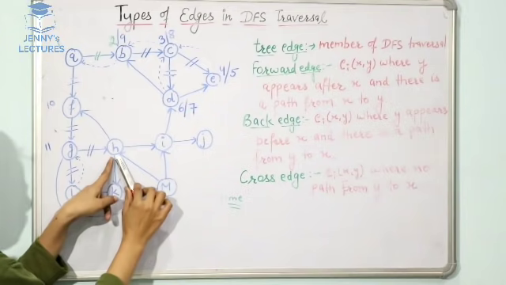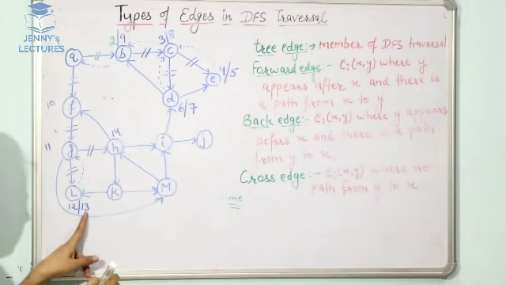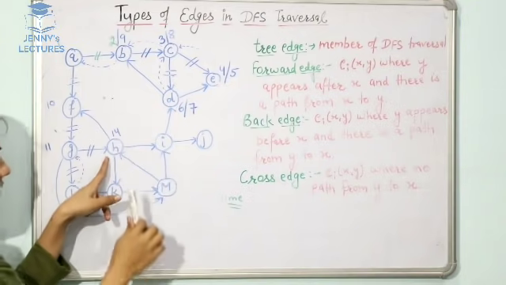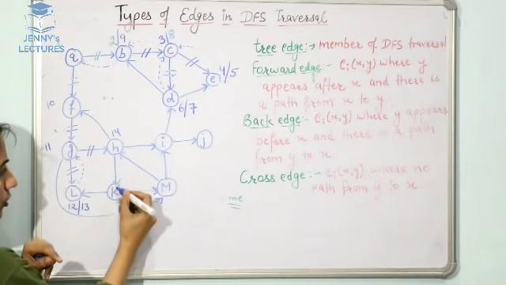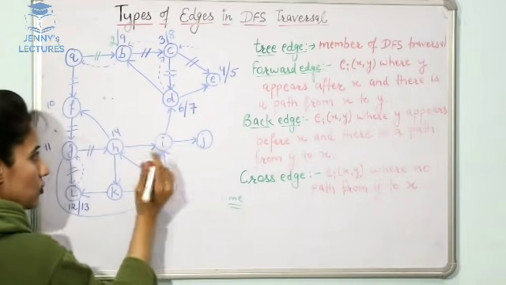What is the starting time of H? That would be 14, because where has our time reached? To 13. Now next is 14. Now from H, where can you go? You can go either to K or to I. You have two choices. Suppose we are taking this route.